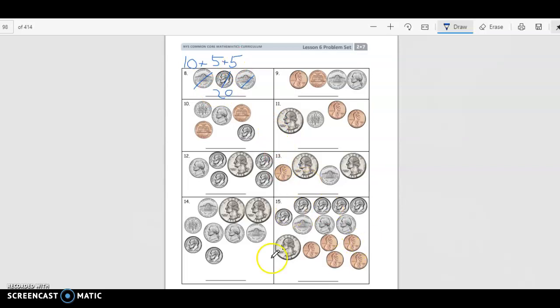This can get especially tough on numbers like 14 and 15 where there's just a crazy amount of coins. So I definitely would suggest writing it on the side or on a different piece of paper as you go and crossing off.